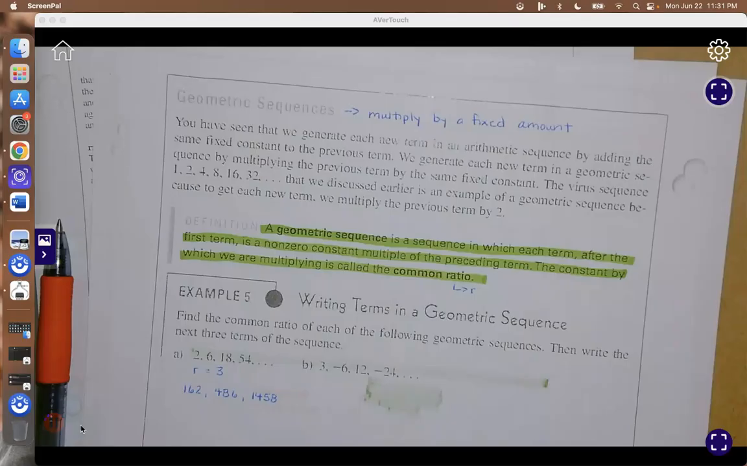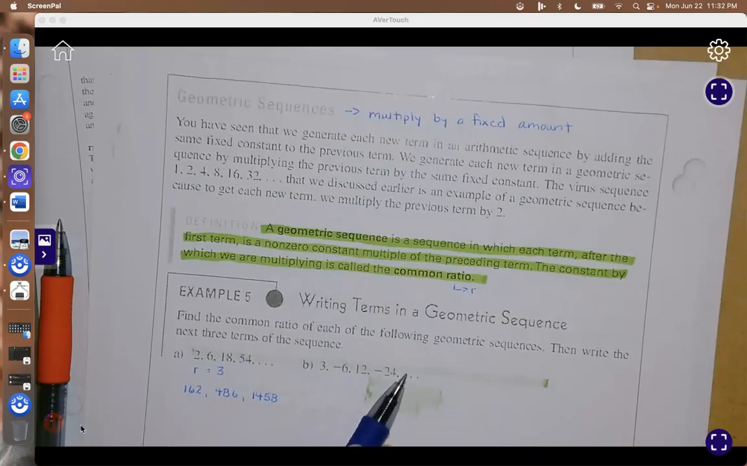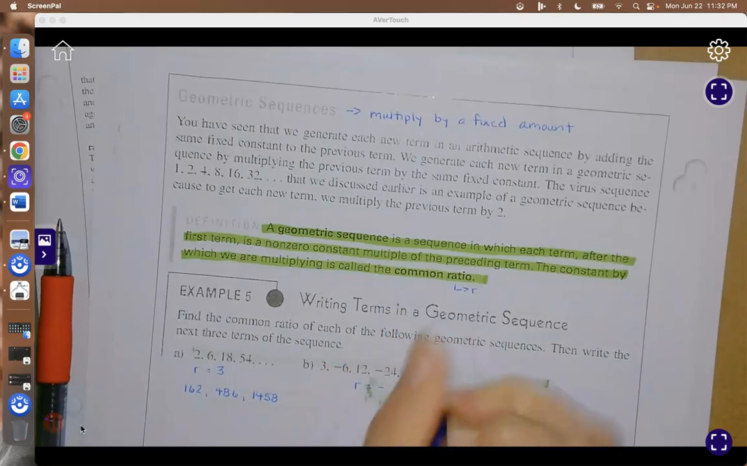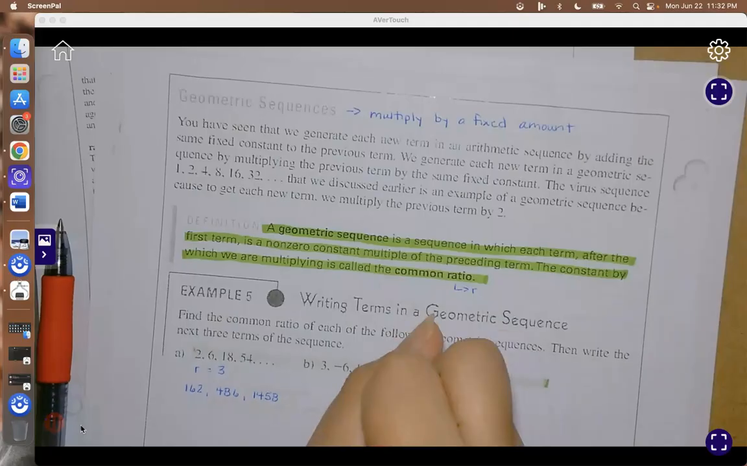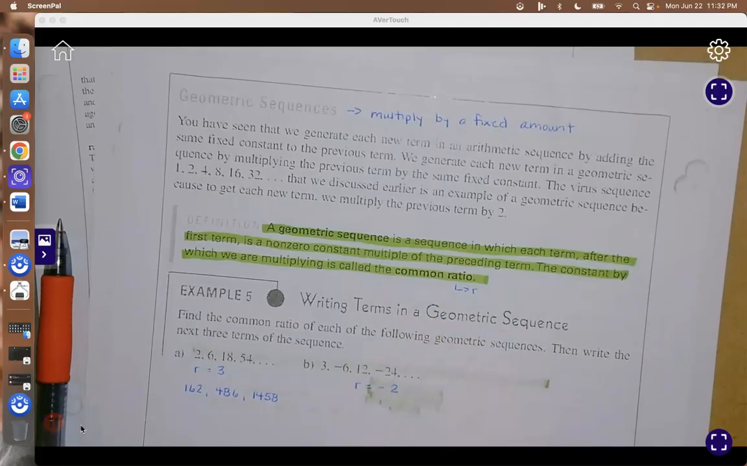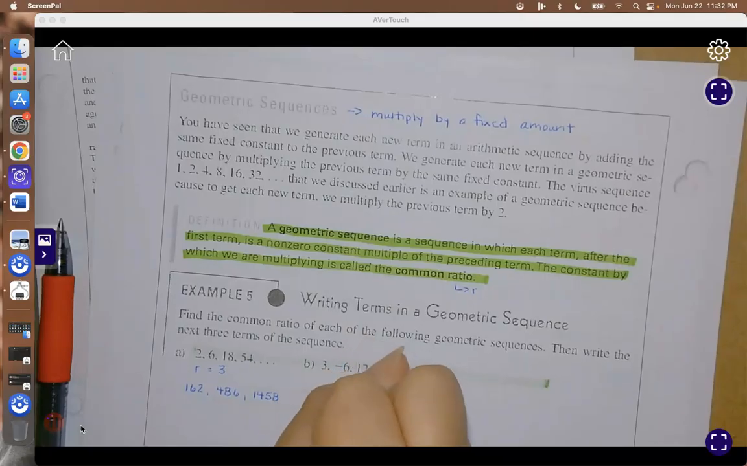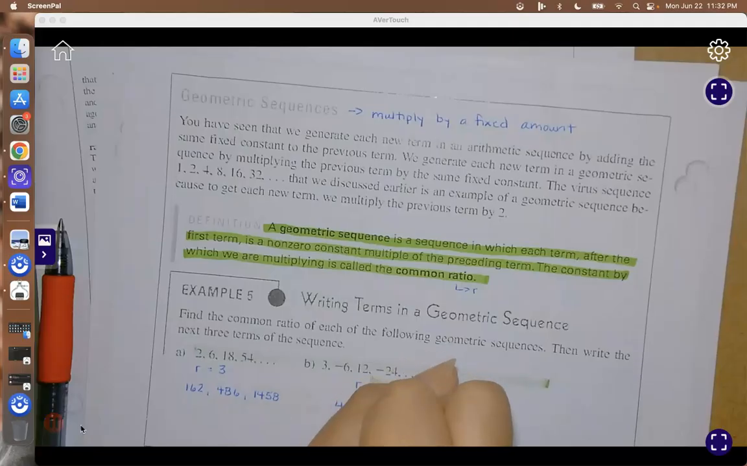All right, here, 3 to negative 6 to positive 12 to negative 24. If it's alternating between positives and negatives, you know you're multiplying by a negative number. Because when you multiply a negative times a negative, it becomes positive. Then you multiply by a negative, it becomes negative. And here we're multiplying by 2. Okay, so this is going to be 48, negative 96, and 192.